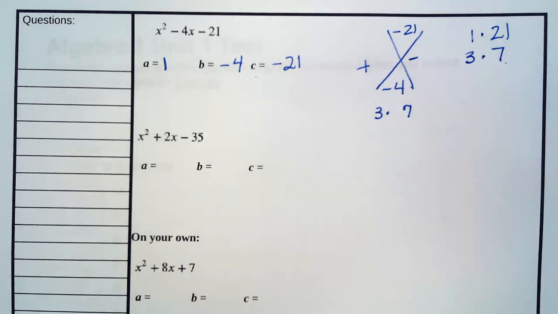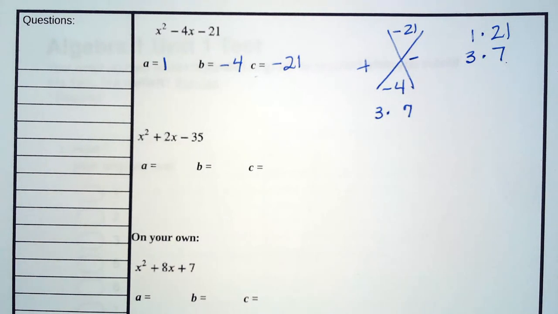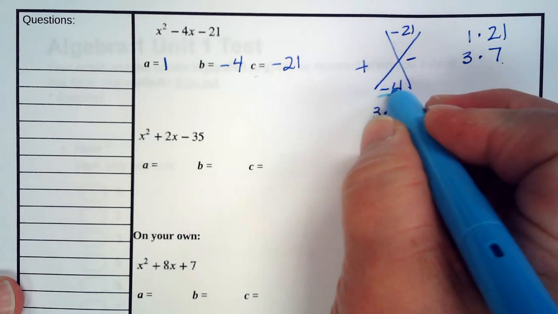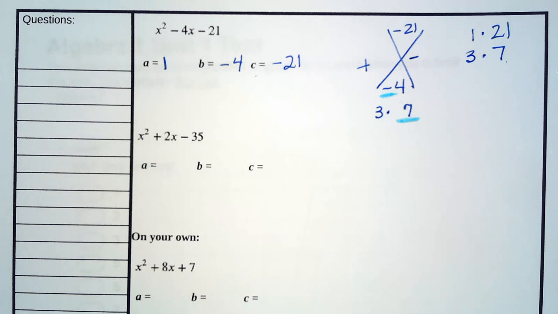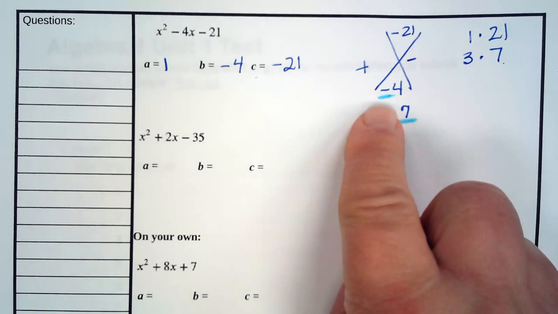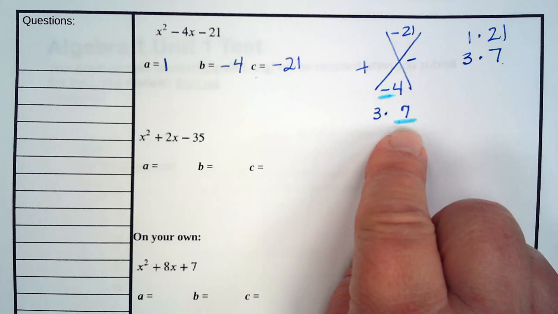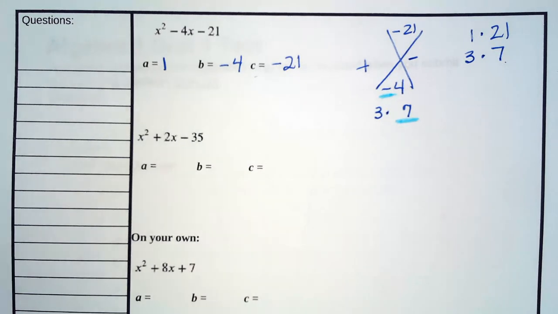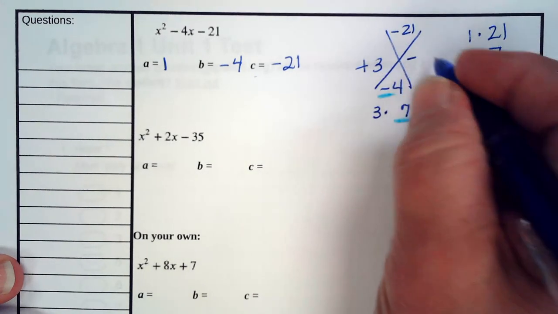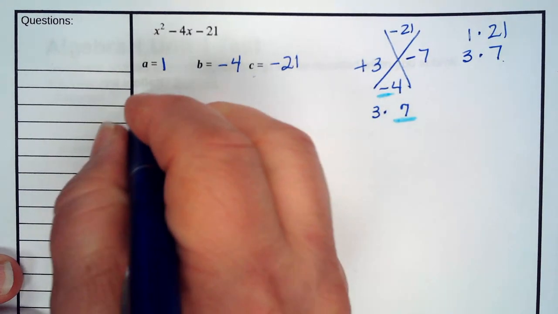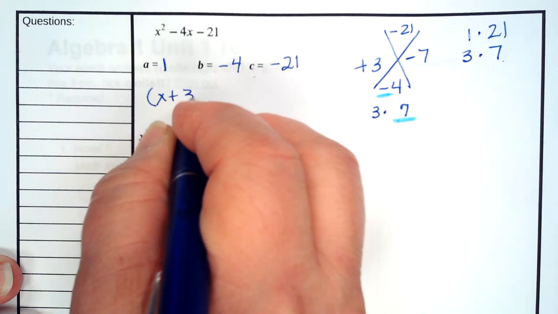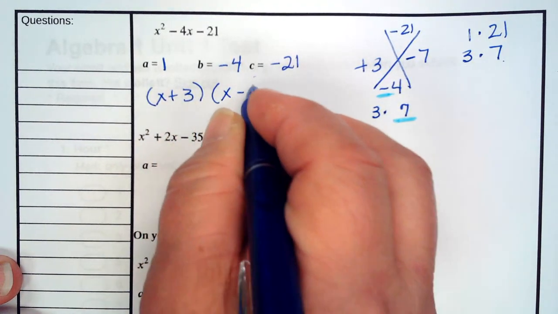Okay, now, which one goes where? Well, you have to think again. If I want a -7, then my bigger number has to go to the negative side. Whatever your symbol is down here, the bigger factor will go with that symbol. So this is a +3 and a -7. x plus 3 times x minus 7.